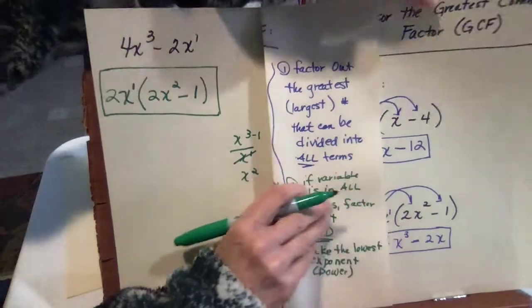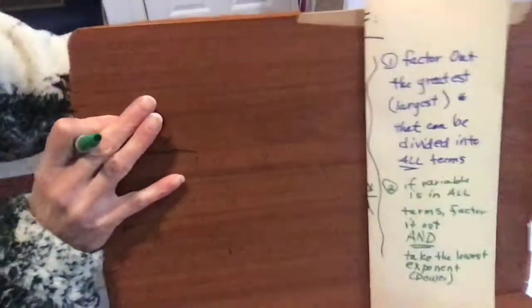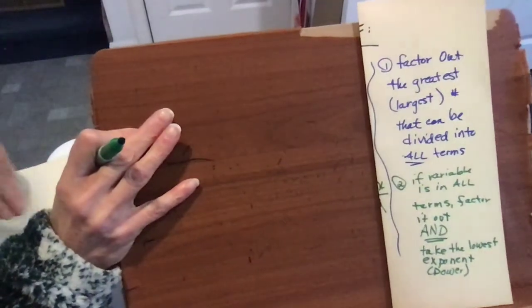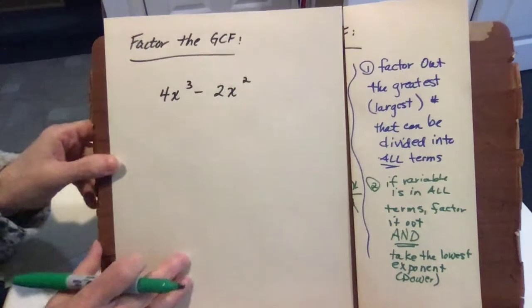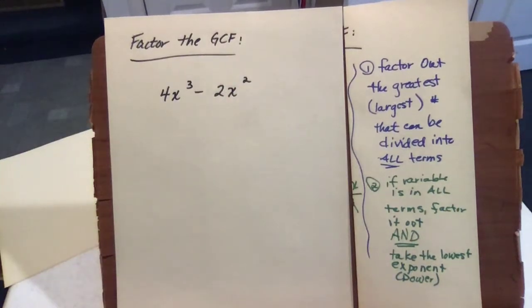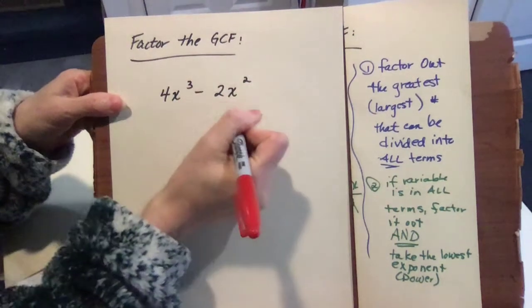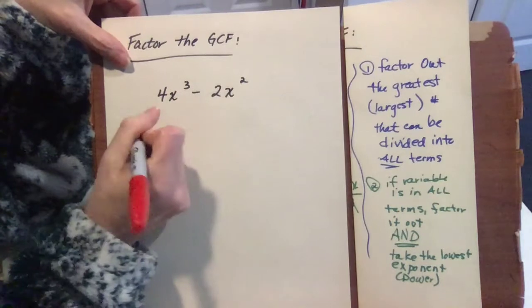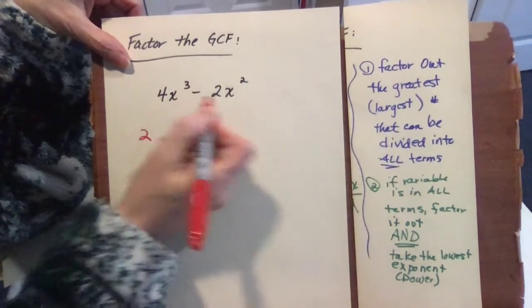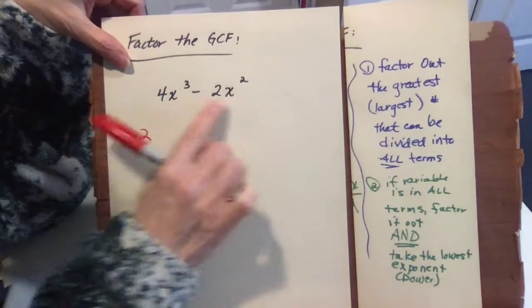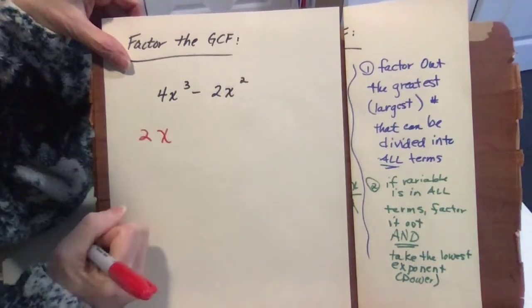All right, so we're going to keep these directions here because these are important for us to do all these problems. All right, let's take a look at this one. Kind of looks the same, but it's not. So number 1 rule, factor out the greatest or largest number that can be divided into all terms. So I've got 4x cubed minus 2x squared. I can take out a 2. Next, I want to take out a variable if it appears in all the terms. X appears in all the terms, I'm going to take it.